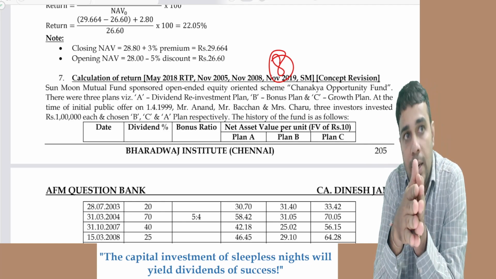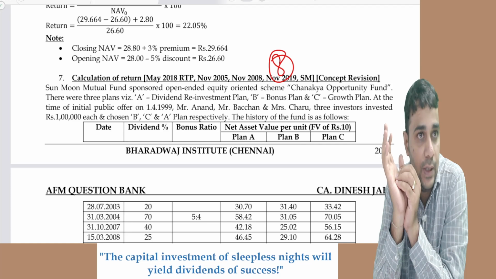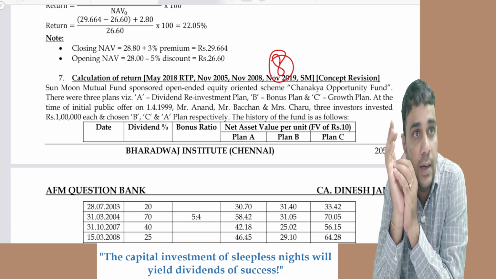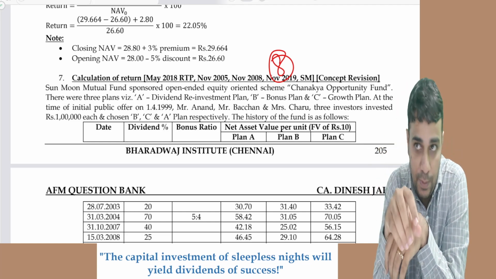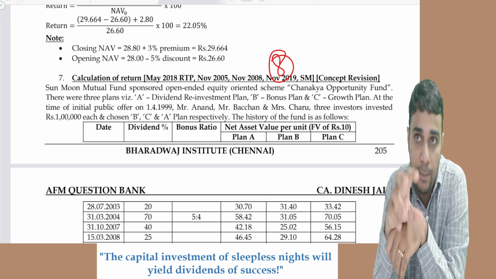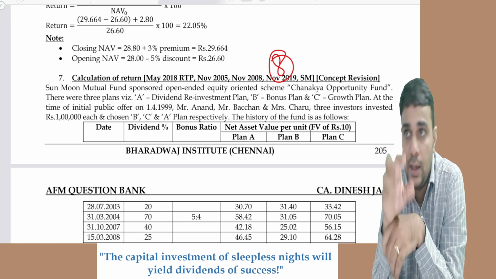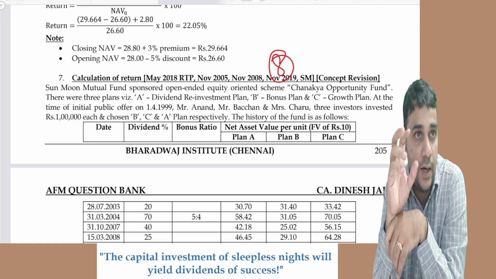You invested one money, you will get the same units on the last day. No extra units allotted. In a bonus plan and a dividend reinvestment plan, extra units will be allotted and we have to calculate those closing units.